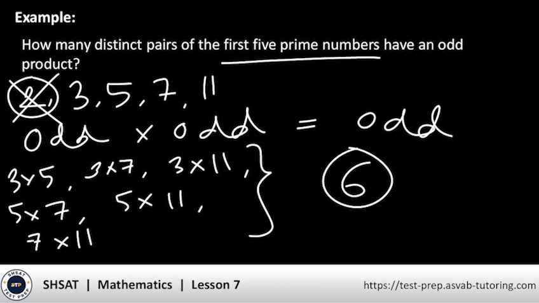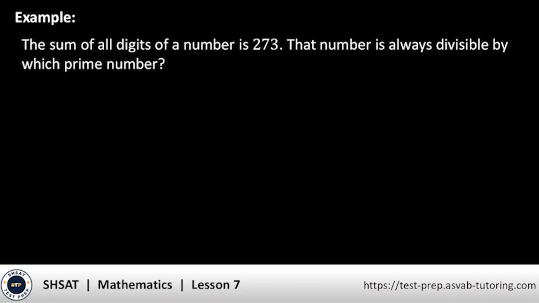Okay, let's move on. The sum of all digits of a number is 273. That number is always divisible by which prime number? Okay, so first of all, if the sum of all digits of a number is divisible by 3, that means that number is also divisible by 3. So that means that if this is the sum, right? This is the sum.